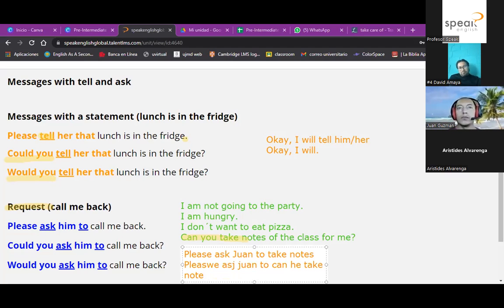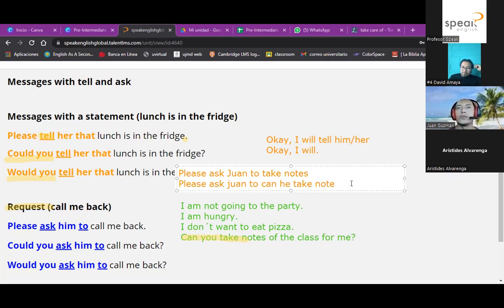No agregamos ningún modal, no agregamos el subject, ¿ok? Del inicio, no. ¿Ok? ¿Por qué? Porque ya tenemos acá el nombre de quién le estoy pidiendo. ¿Ok? Please ask Juan to take notes. No agregamos can he, no. Let's practice, okay?